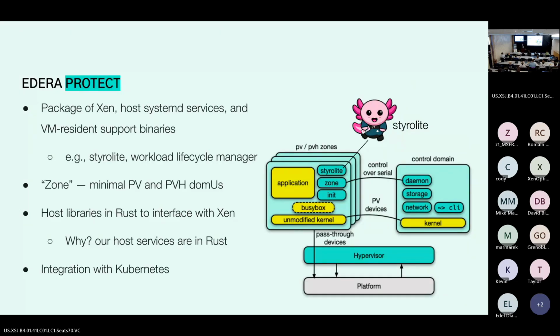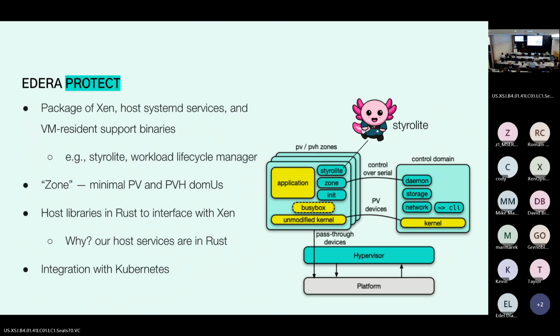Our system follows the same design that I outlined previously. We package Xen, a set of host systemd services, and the VM resident support binaries together as part of our product. Little components that we have inside of our guests, as well as in the control domain, we cut out and are working towards open sourcing them one by one. One of them is Styrolite, a workload lifecycle manager, and it even has its own mascot wearing a Star Trek uniform.